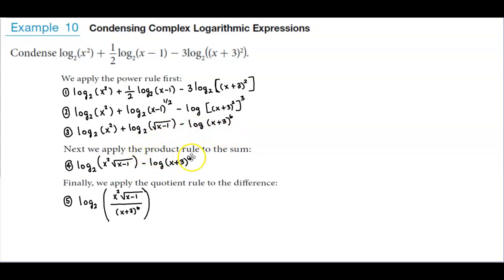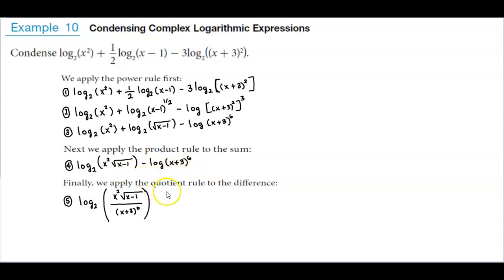Next, we have to apply the product rule to the sum. So the first two terms in step 3 are sums. So now we have to rewrite them as products. So we know we have the same base. So we have the log of base 2 of x squared times the square root of x minus 1 minus the log of x plus 3 to the 6th power.